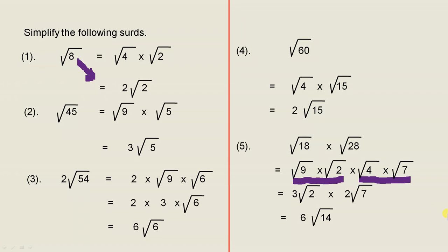So we can see from those 5 examples, we have a process where we can simplify some surds, and the trick is to find 2 or more factors where the factors that we find, at least one of them, has to be a perfect square.